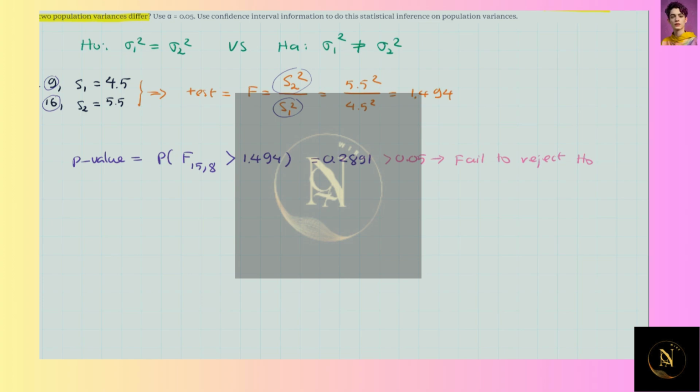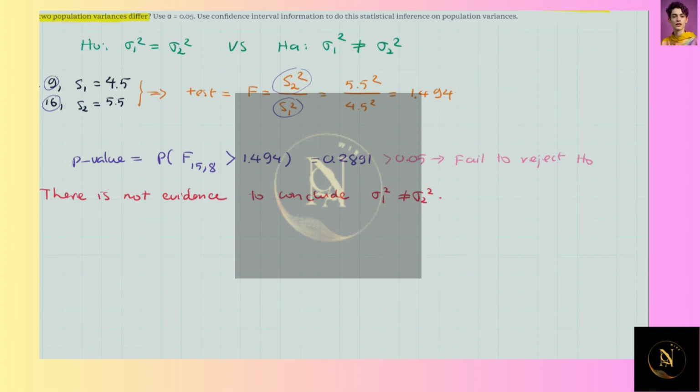And when we fail to reject the null hypothesis, we conclude that there is not enough evidence to conclude that sigma 1 square does not equal sigma 2 square.